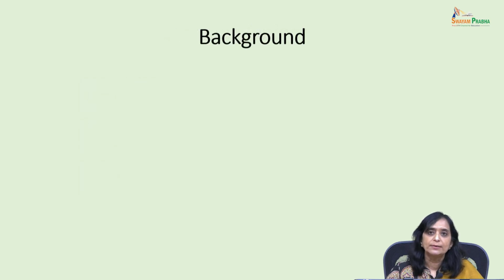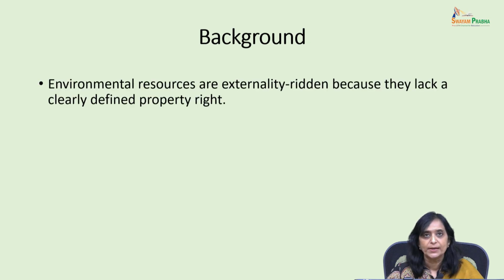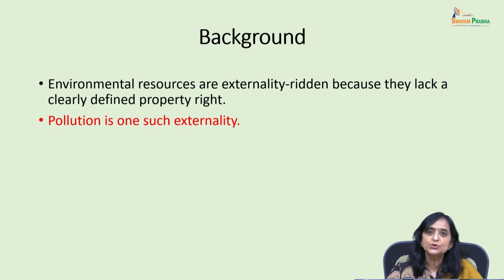Let us have a quick background of how this theorem came into being. We've already talked about how environmental resources are externality ridden. Why? Because they lack a clearly defined property right. Because many a time they are nobody's baby. So everybody tries to overutilize it and not take care of it. It also leads to suboptimal production of this environmental resource. Pollution is one such externality.